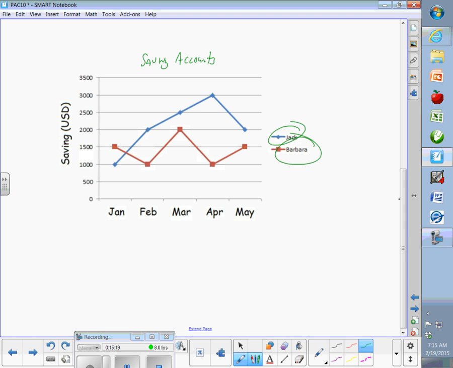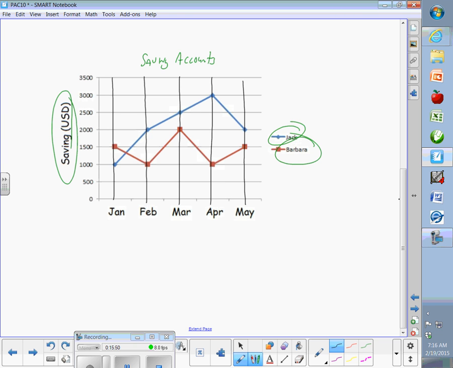So this has two broken lines on one graph, and there can be more than two. Again, we have months down below, and we've got savings, US dollars. So at least we know we're in dollars this time, and you can see the changes in the data. Again, this broken line graph really should have vertical lines. So there should have been a vertical line right there, a vertical line there, a vertical line there, a vertical line there, and a vertical line there.